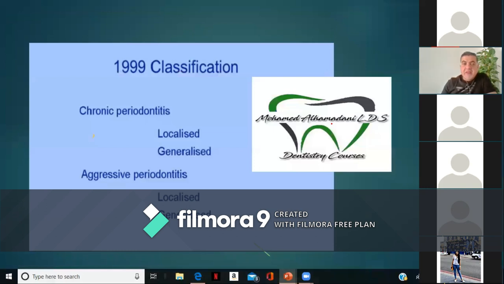Besides this classification, there is a subclassification of chronic periodontitis: localized and generalized. Anything up to 30% is localized. Anything more than 30% is generalized. Also, here we have aggressive periodontitis as well, which will be the same.